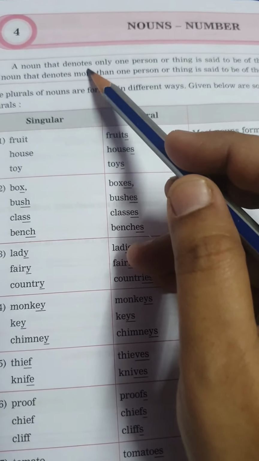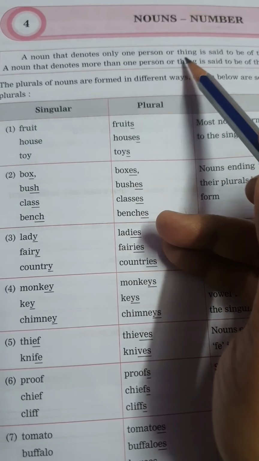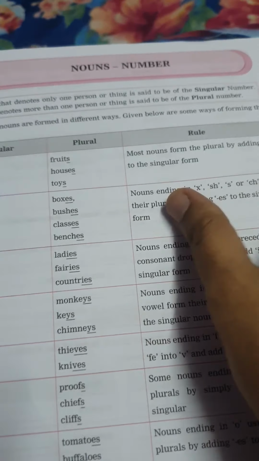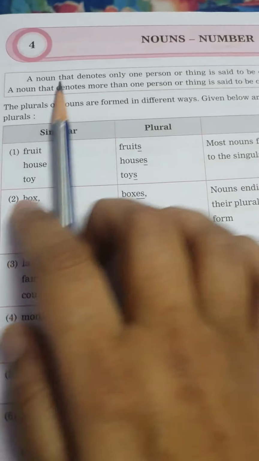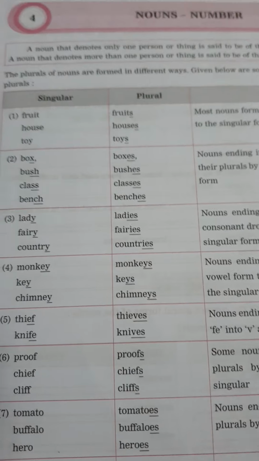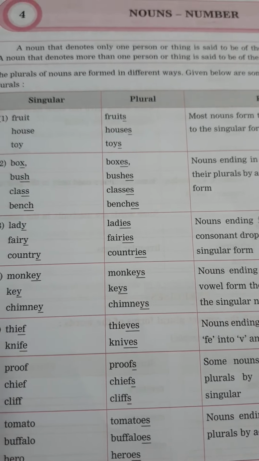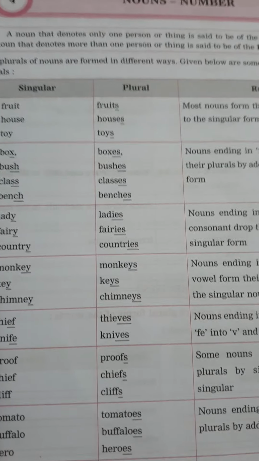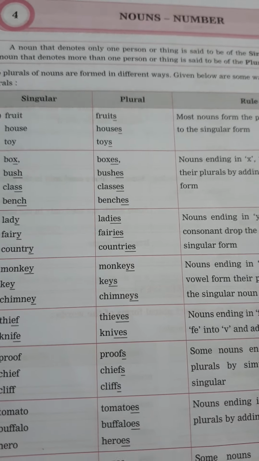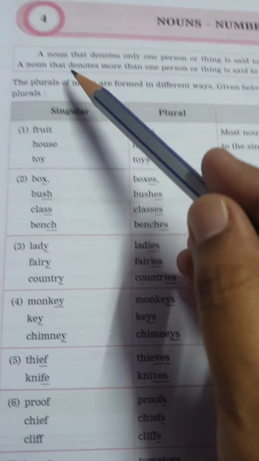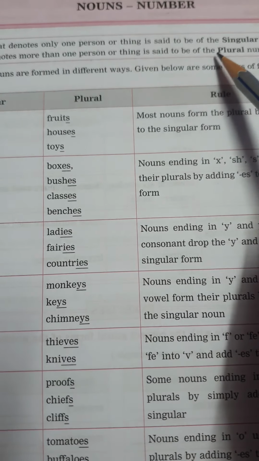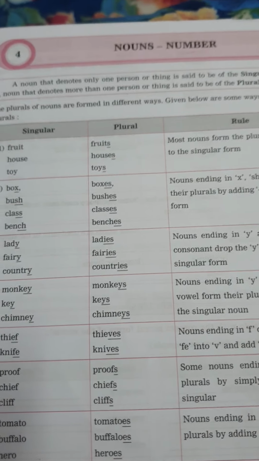A noun that denotes only one person or thing is said to be of the singular number. Now, as you already know, if only one person is there, that is known as singular number, singular noun, okay, and more than one is known as what? Plural. So here it is described as plural number. So see, a noun that denotes more than one person or thing is said to be of plural number, okay.